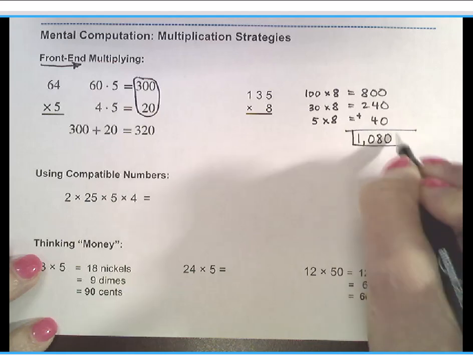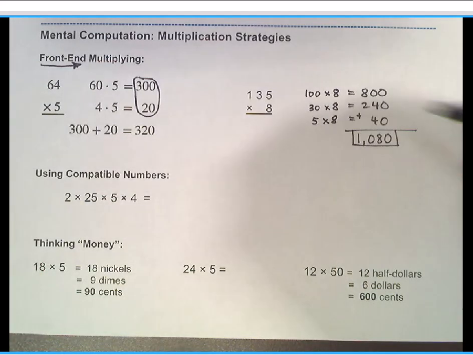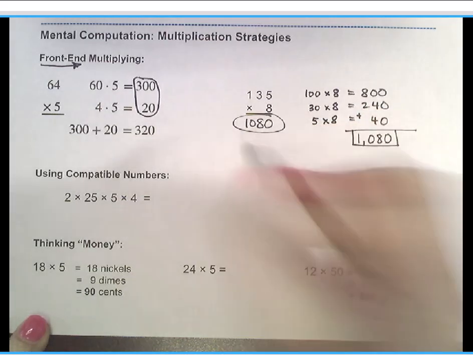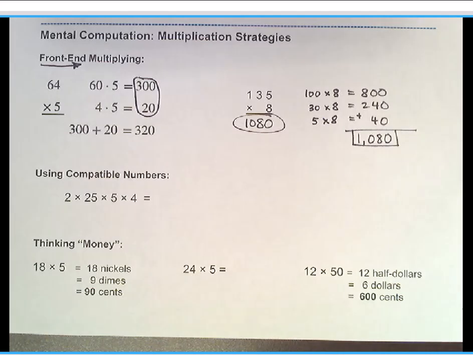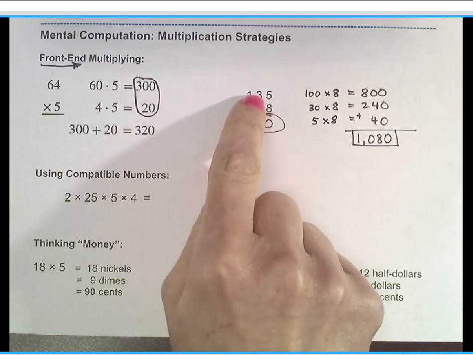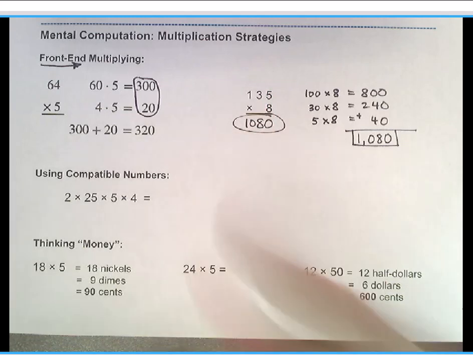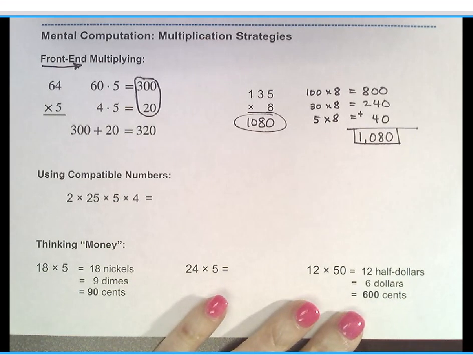Again, pretend you're just doing it in your head. I'm just writing this down so you have something to follow when you're studying. But it would be 1,080 without having to do a whole lot of math. So it'd be 800 plus 240, so it'd be 1,040 plus another 40, 1,080. That's easier to do in your head than trying to do the standard algorithm and scooching over a place value and all this kind of stuff. So that's called front end multiplying.